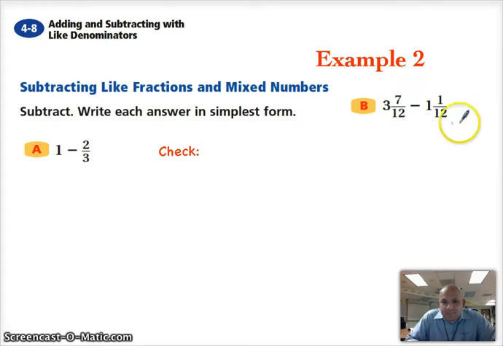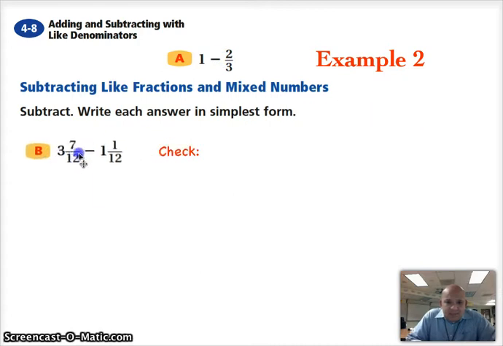Going to the next problem, which is the B problem, it says 3 and 7/12 subtract 1 and 1/12. First thing we have to do is subtract the fractions. So I'm going to draw this caret. So 7/12 subtract 1/12 is, again, subtracting the numerators. 7 subtract 1 is 6. And then we keep the denominator. We don't subtract the denominator.